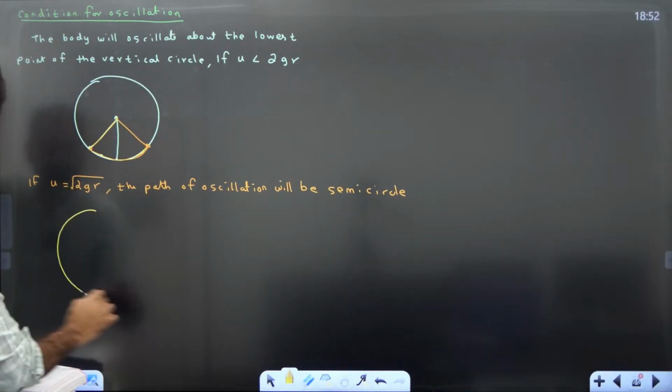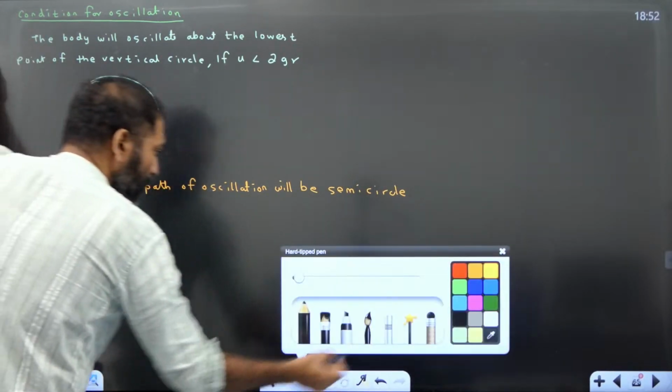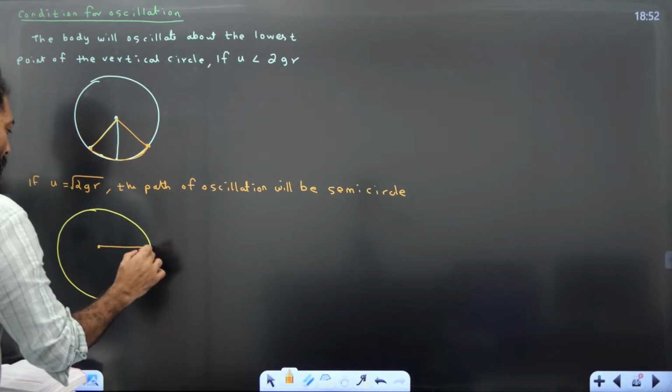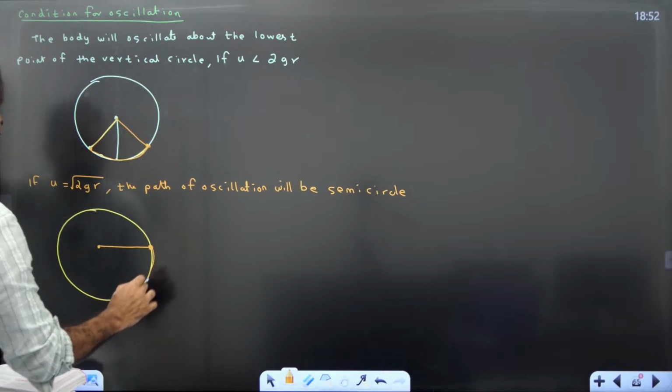For example, this is our circular path. If u equal to root 2gr, what happens? Body will oscillate along the semicircular path.